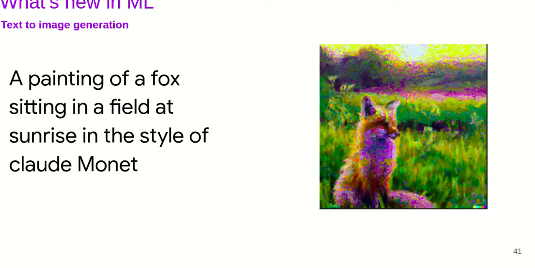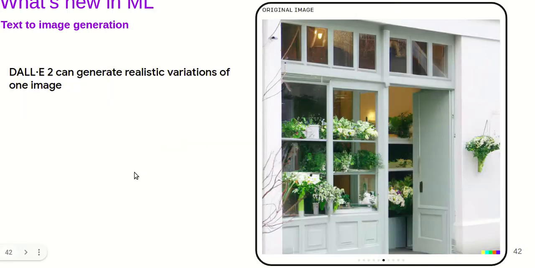Let's see another example. We can have, for instance, this caption: a painting of a fox sitting in a field at sunrise in the style of Claude Monet, a famous painter. And again, take a few seconds, try to imagine what the model can give. And this is the result of the model. You can see that it's really amazing. Just from the caption, the model can generate such images, respecting the style also. So it understands deeply the sentence or the meaning behind it.